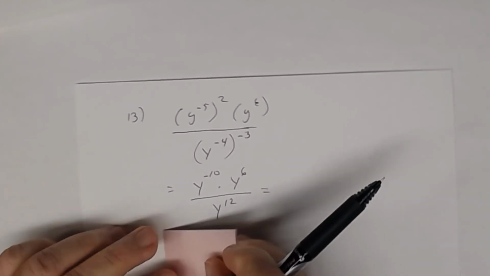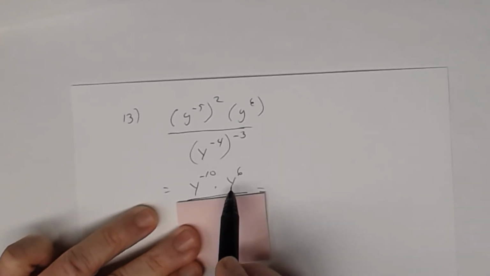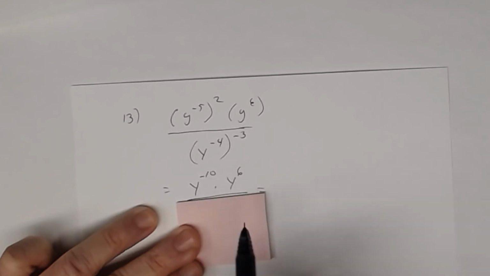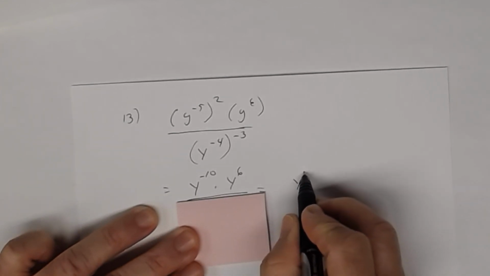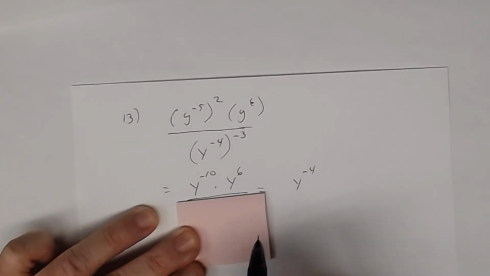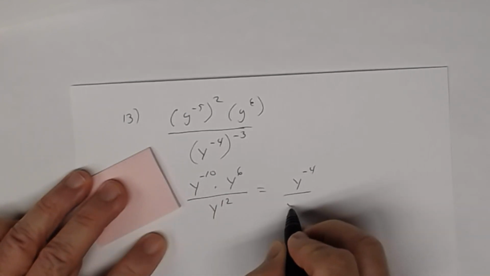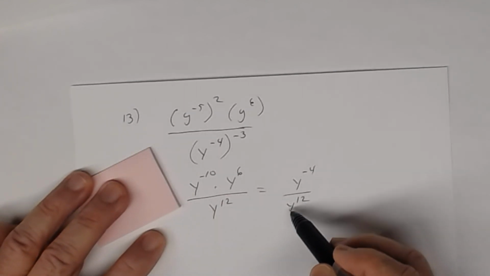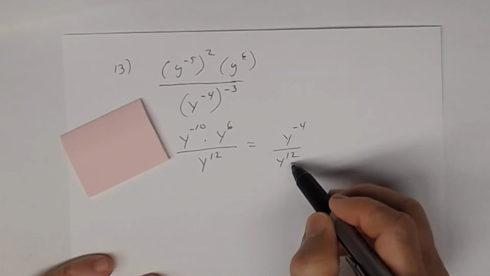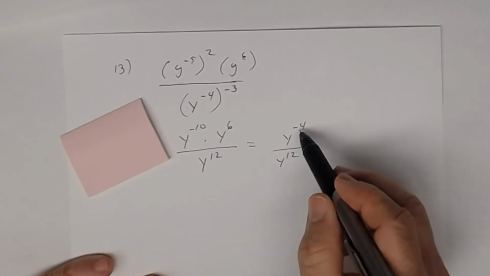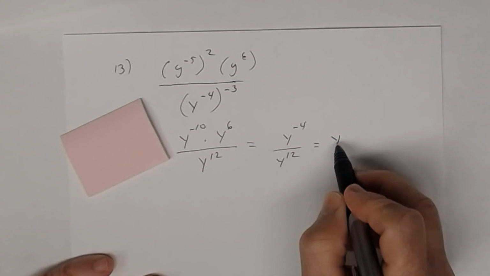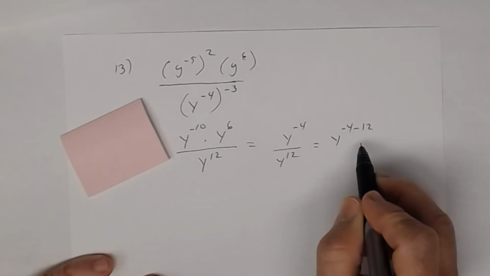So in the numerator, notice that these are like bases. When you multiply like bases, you add exponents. So that's y to the negative 4th, since negative 10 plus 6 is negative 4, divided by y to the 12th. And now I'm going to use the quotient rule. Using the quotient rule, when you divide like bases, you subtract exponents. So it becomes y to the negative 4th minus 12.